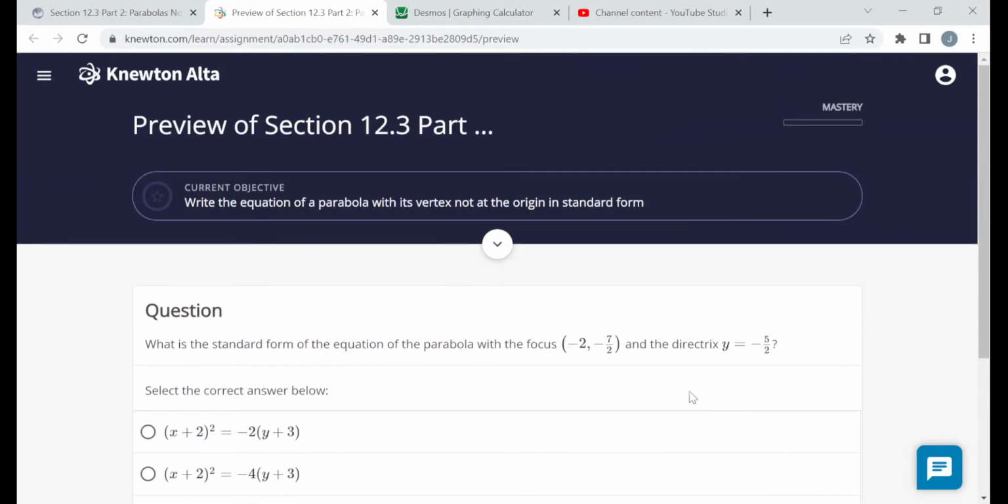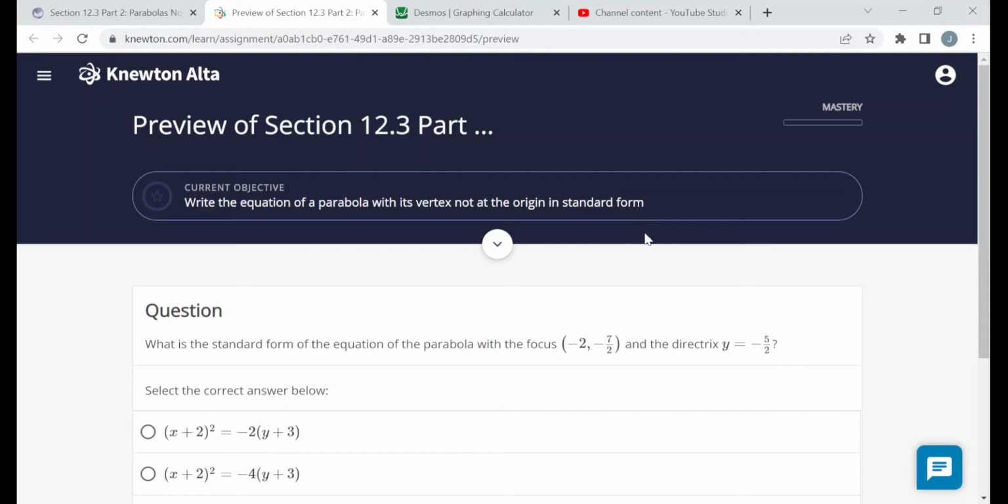Alright, so I know the title on my video is parabolas that are not centered at the origin, but that shouldn't be, we should be talking about the vertex, not the center. Right. This is more proper. So the first objective I'm looking at is: write the equation of a parabola with its vertex not at the origin in standard form.